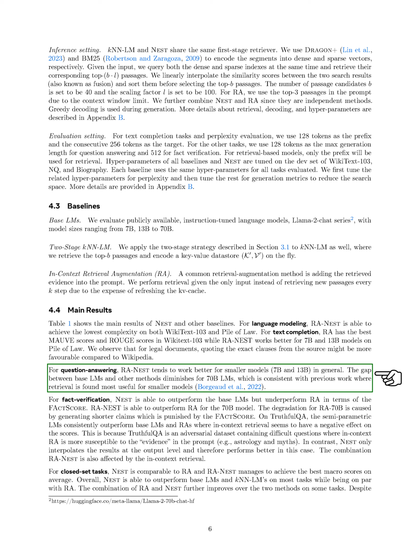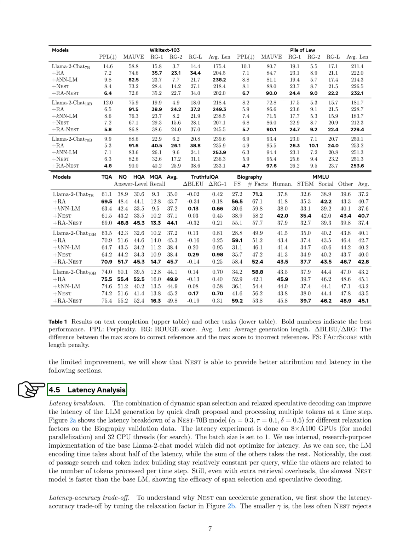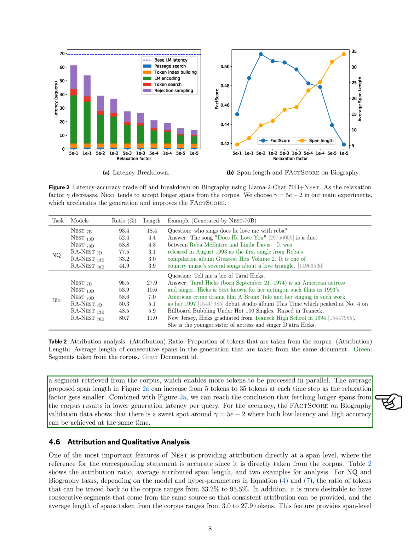To improve latency in LLM generation, we utilize dynamic span selection and relaxed speculative decoding, allowing for quick draft proposals and processing multiple tokens simultaneously. Our experiments on a NEST 70B model show that even with additional retrieval overheads, the slowest NEST model is faster than the base LM, demonstrating the effectiveness of span selection and speculative decoding. By tuning the relaxation factor, we can achieve a balance between latency and accuracy. Fetching longer spans from the corpus reduces generation latency per query. The sweet spot for both low latency and high accuracy is around a certain relaxation factor.